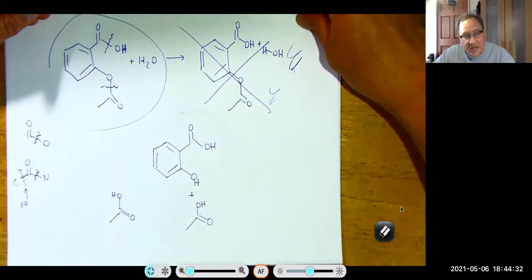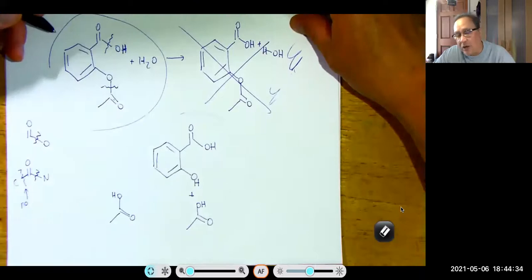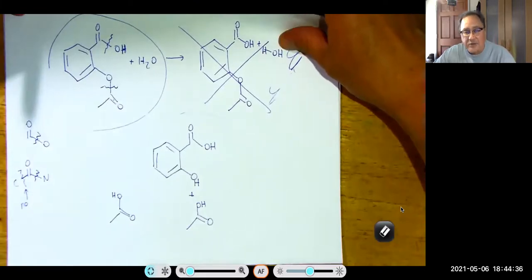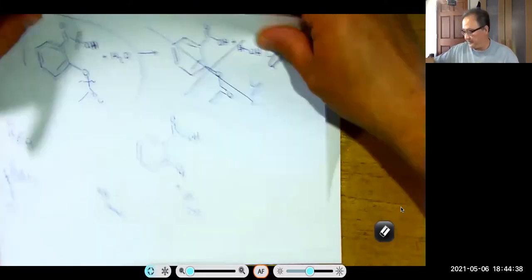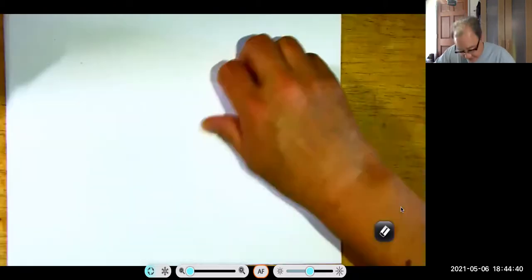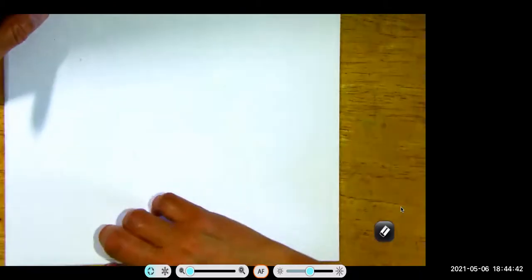So this happens with a lot of medications. Keep it in a cool, dry place so it doesn't hydrolyze. Bet you didn't know that, did you? No. Now you do.